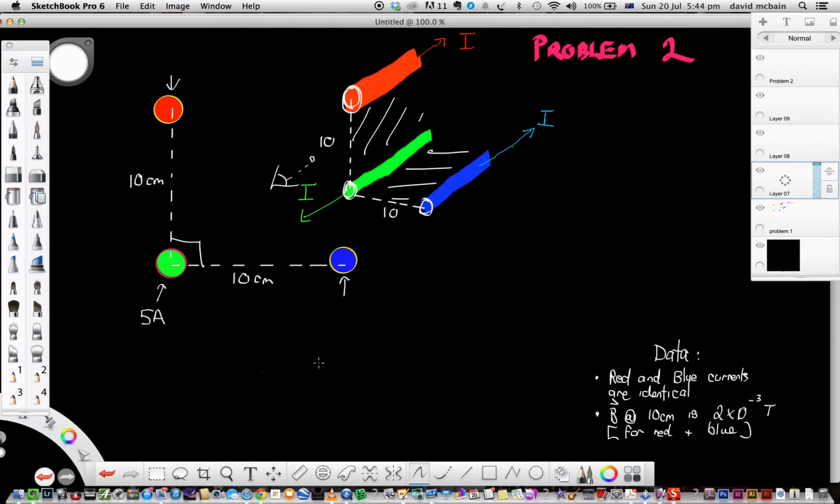The question is, what is the direction and value of the net force acting on the green conductor? So we want the value and the direction of the net magnetic force on the green conductor.